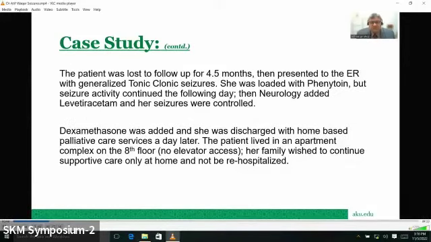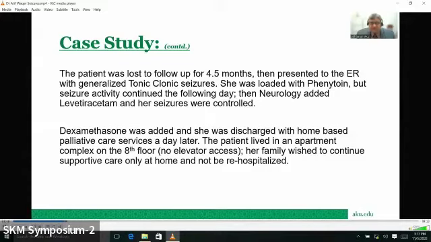The patient was then lost to follow-up for about 5 months, and then she presented to our ER with generalized tonic-clonic seizures. She was loaded with phenytoin, but the seizure activity continued the following day, and then neurology was taken on board, and they added levetiracetam for her seizures to be controlled. Dexamethasone was also added, and she was discharged home with home-based palliative care services a day later.